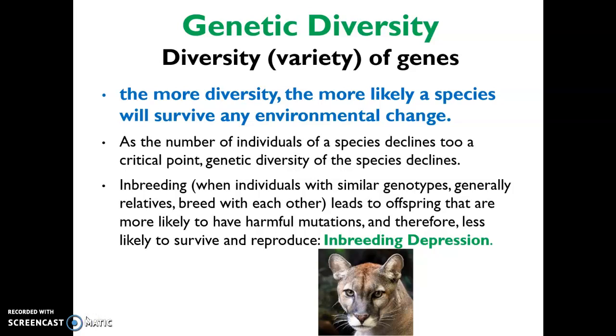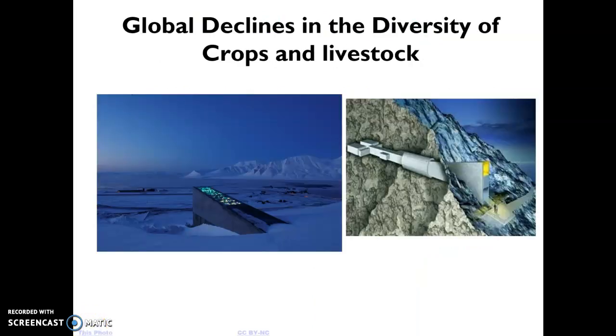Now we're going to continue on with the topic of genetic diversity. But instead of talking about wild animals, now we're going to look at crops and livestock. The diversity in crops and livestock has also been declining. And this has occurred and is an issue over many centuries. Because if you have less diversity of crops or livestock, and a disease comes through and wipes out those crops or livestock, then your food supply chain is endangered.